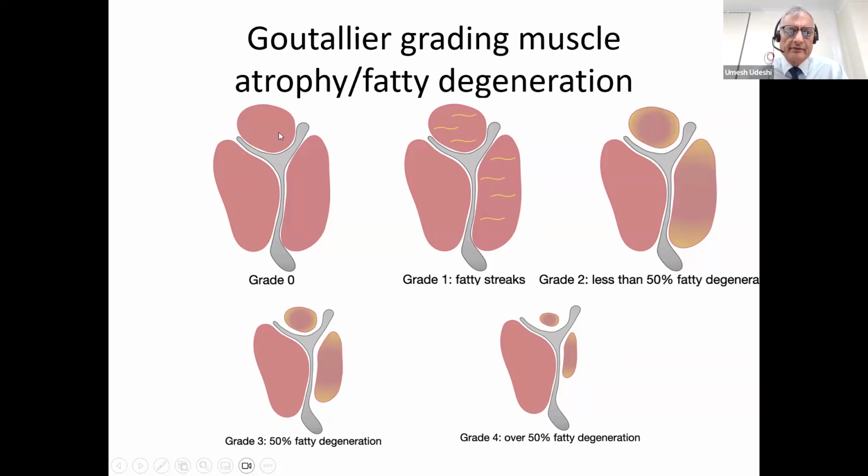So grade 0, no atrophy, no volume loss and no fatty degeneration. Grade 1, you've got some fatty streaks within the supraspinatus and infraspinatus because those two tendons are torn. And then grade 2 is less than 50% of the muscle is involved. Grade 3, 50% of the muscle is involved. And then grade 4, over 50%. So certainly in these 3s and 4s, surgery would not be indicated.